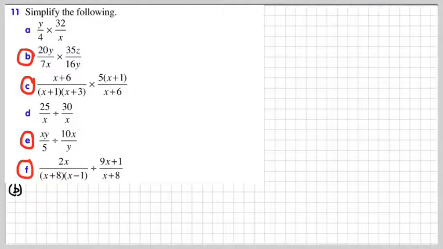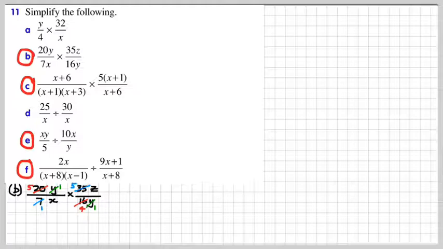Now, this is simplification throughout the nation. So this is 20y over 7x times 35z over 16y. Now these are all multiply ones, so you've got to look for the battle of the top and the bottom. The y's are going to cancel. What else is going to happen? 7 is going to go into 35 5 times, and 4 is going to go into 16 4 times and into 20 5 times. That's right. And the y's are going to go.